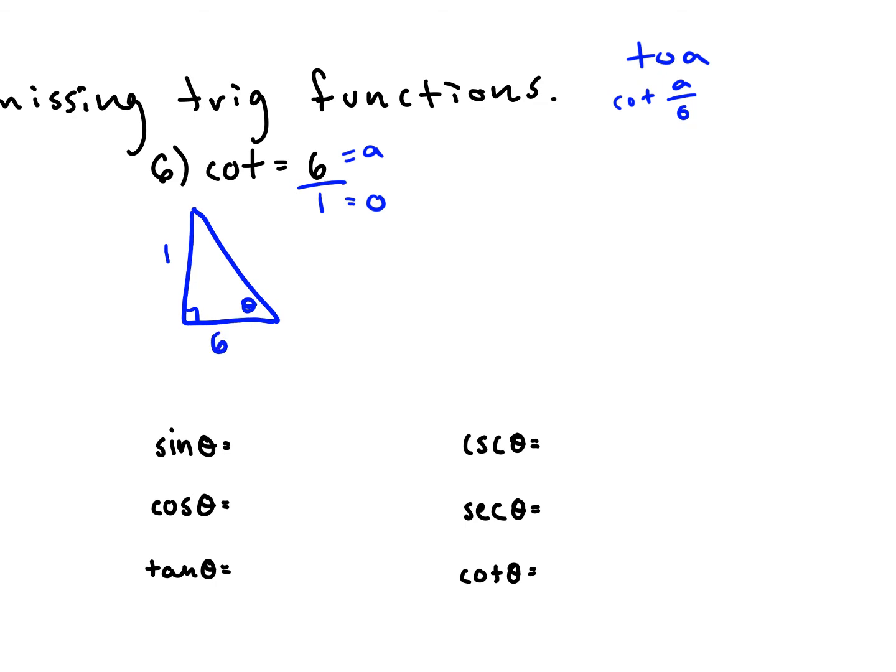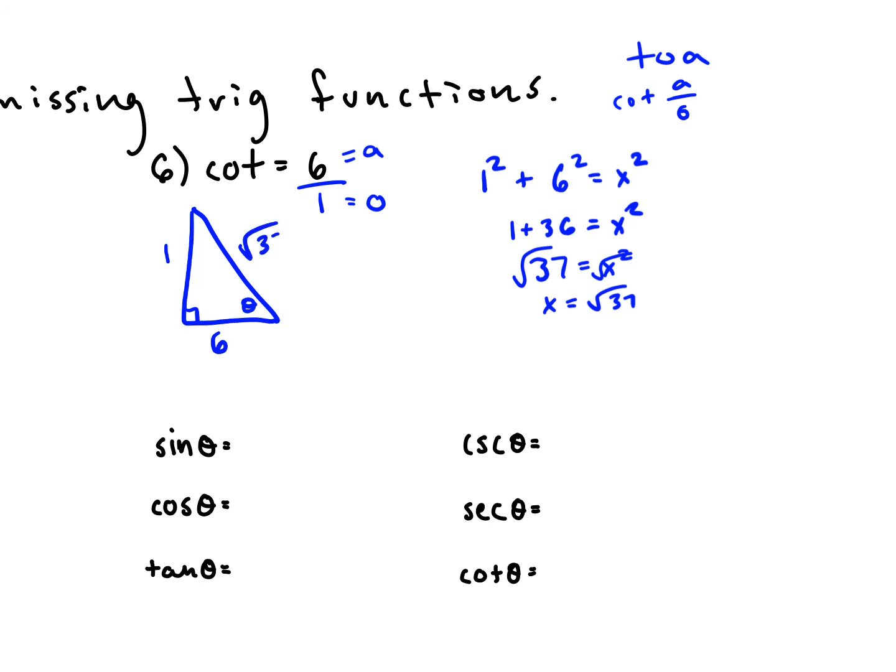How do I find my hypotenuse? Pythagorean theorem. So it would be 1 squared plus 6 squared is equal to x squared. So 1 plus 36 is equal to x squared, so 37 is equal to x squared, and take the square root. X is equal to the square root of 37. Do we have any factors of 37? No. So we can't simplify it.